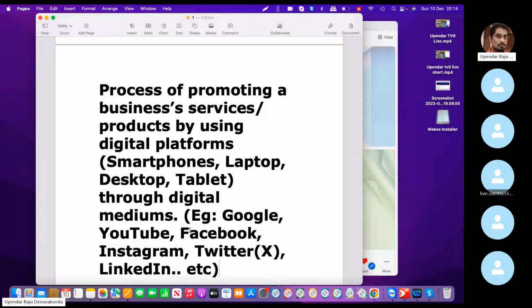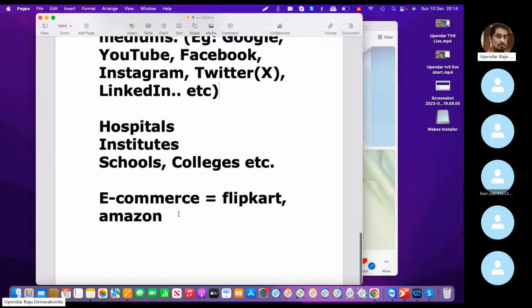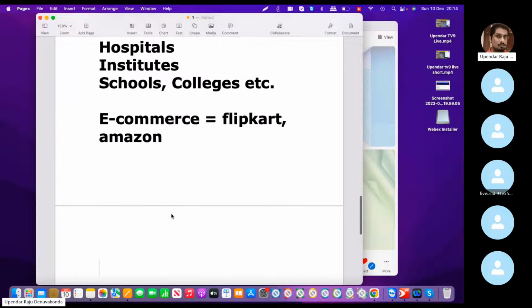The digital platforms are the smartphone and the laptop, and the digital mediums are your Google, Facebook, Instagram, and YouTube. These platforms are called the digital mediums. So online marketing or digital marketing, we have been using since 2004, and from 2009 we got Facebook. From 2015 or 16, we saw Jio come into the picture.